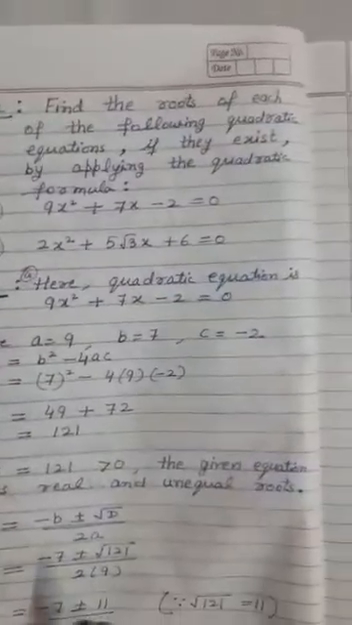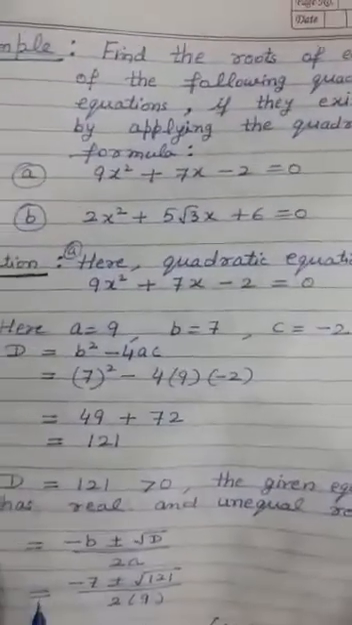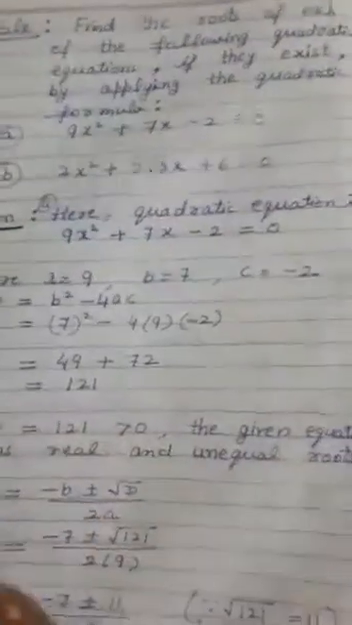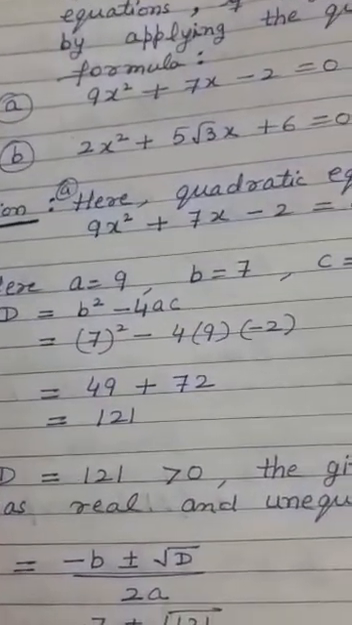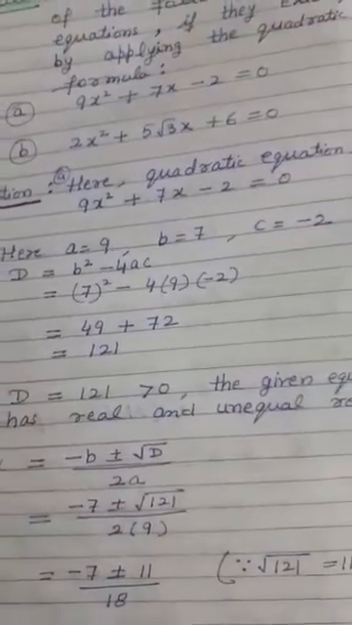Let's see an example. Find the roots of each of the following quadratic equations by applying the quadratic formula. In the first question I have taken 9x² + 7x − 2, in which we should first write a, b, c and then find D. As D is 121, which is positive, this means the equation has real and unequal roots.